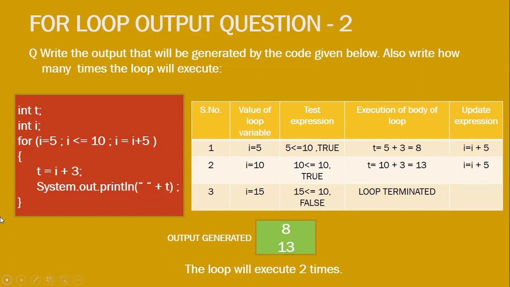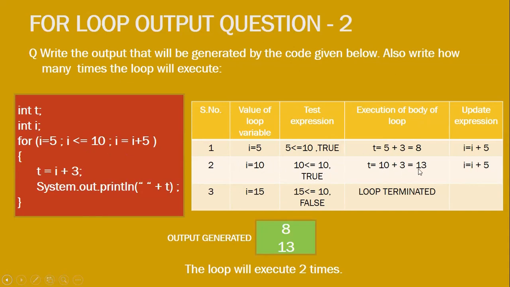You can see here. Then after that, it will go to the update expression. So I will be incremented by 5. The value of I was 5. So 5 plus 5 will become 10. So in the next iteration, the value of I is 10. Now next it will go to the test expression. 10 less than or equal to 10. Yes, this is true because 10 is equal to 10.